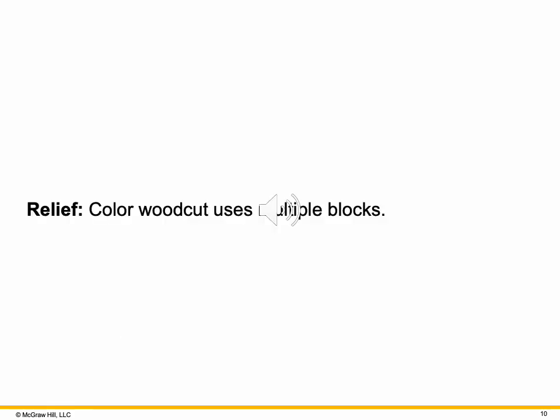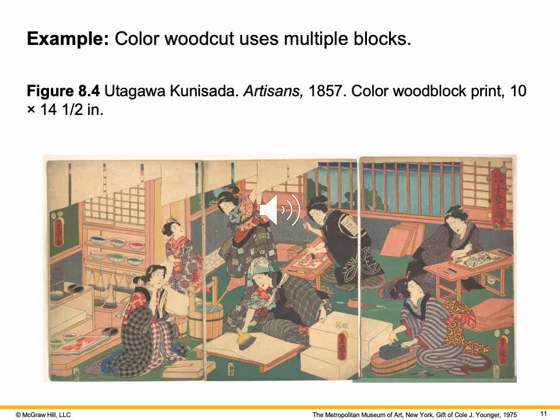Relief. Color woodcut uses multiple blocks. By the 14th century, China had advanced to the next step in woodcut by using multiple blocks to print images in full colors. A few centuries later, this technique was transmitted to Japan, where during the 18th century it was brought to a level of perfection that would make Japanese prints famous the world over.